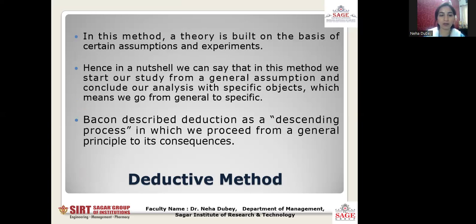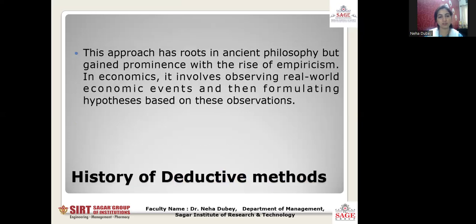For reminding the things, we can learn that it is general to specific. Bacon described deduction as a descending process in which we proceed from a general principle to its consequences.